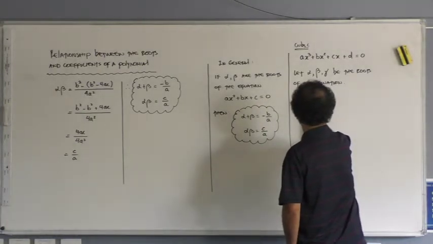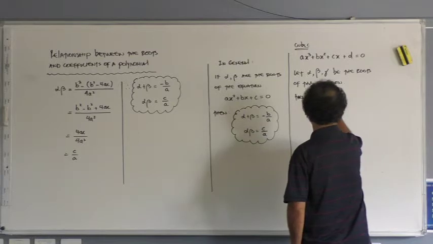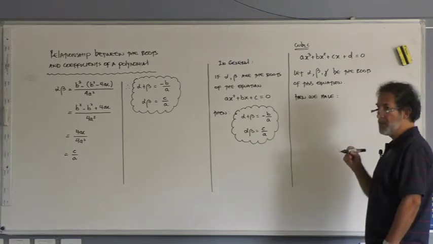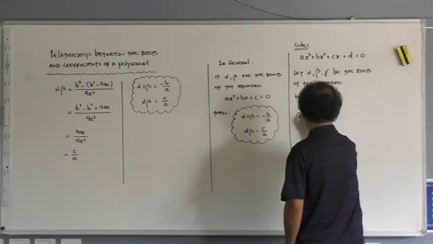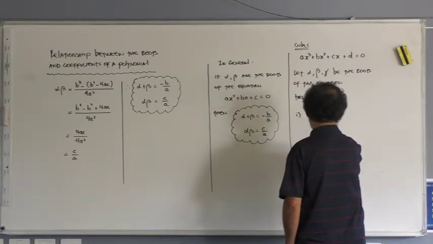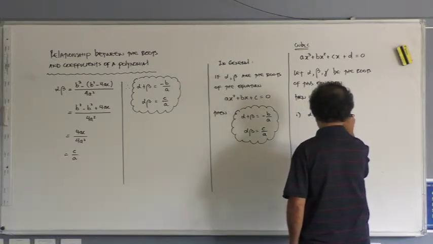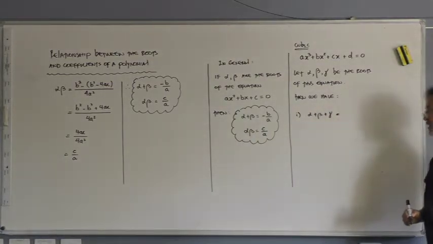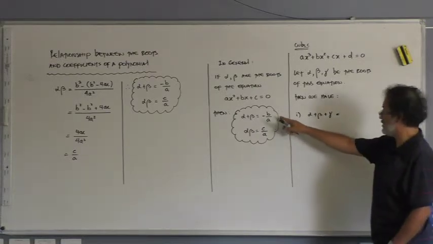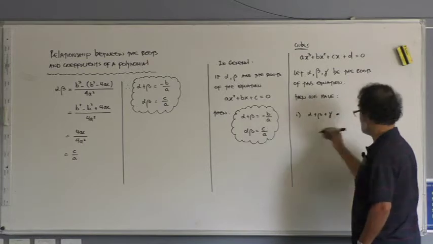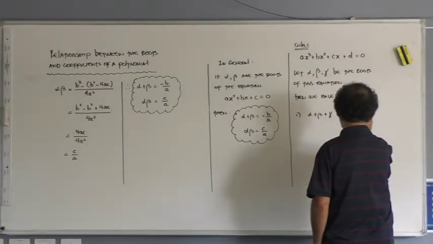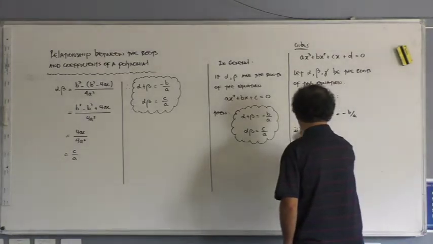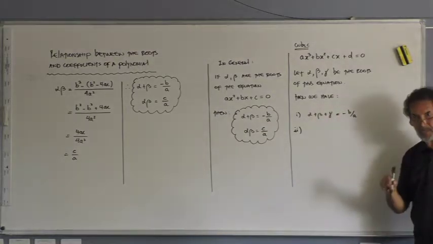Then we have alpha plus beta plus gamma, which is equal to what we had before, so it's still equal to minus b on a. Okay, so this is what happens when you take the roots one at a time.